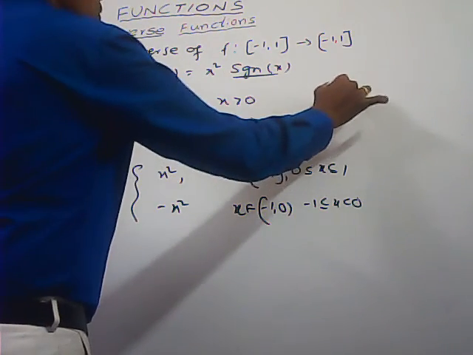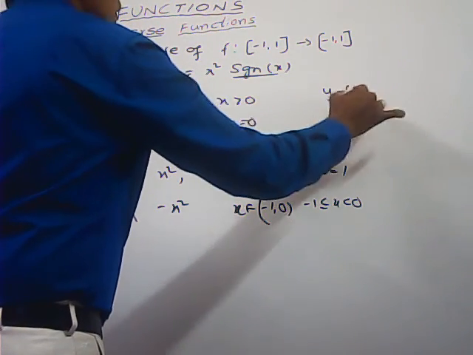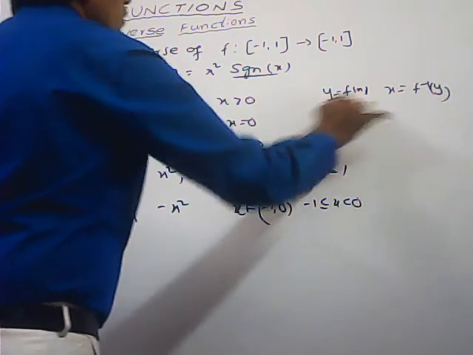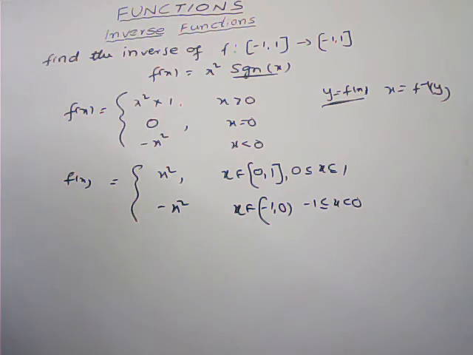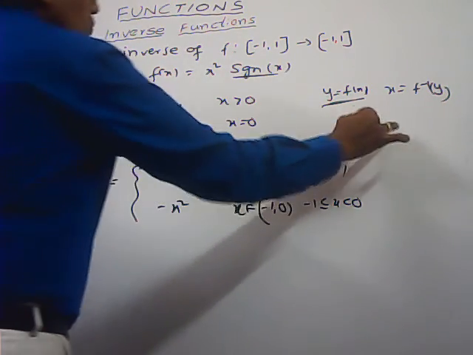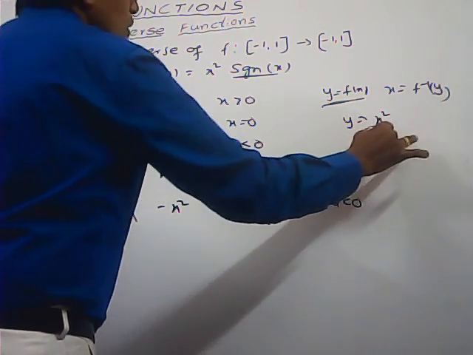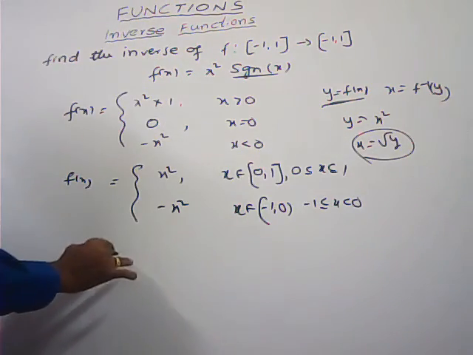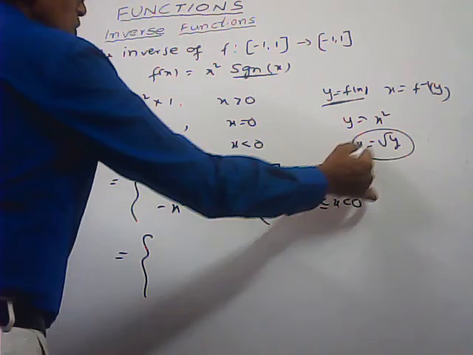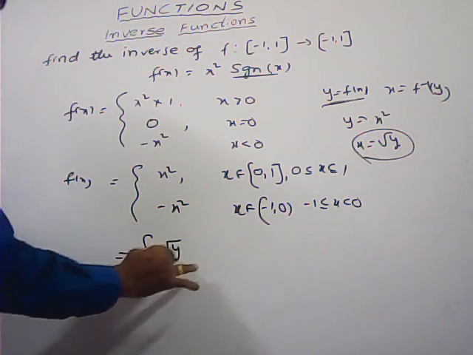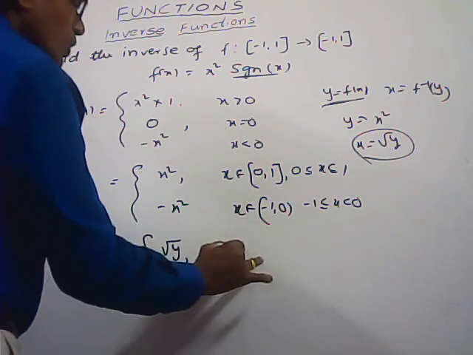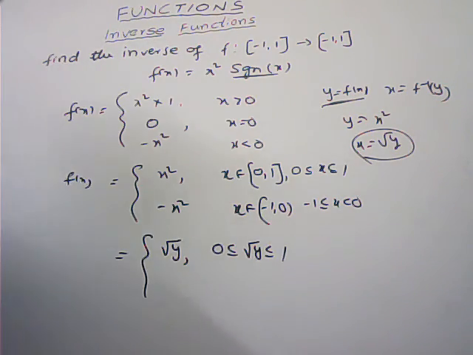Now y is equal to f of x, and x equals f inverse of y only. Generally we take y is equal to f of x. So here y is equal to x square. Whatever, x is equal to root y. That implies f inverse of y is equal to root y. Now 0 is less than or equal to, whatever x value, root y, less than or equal to 1.